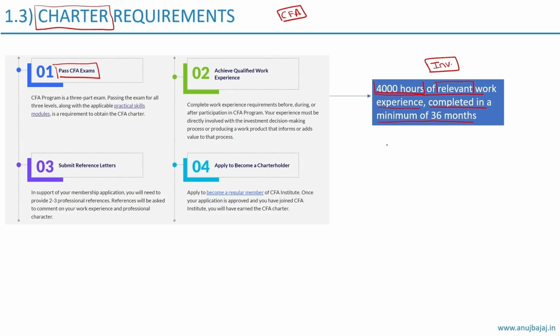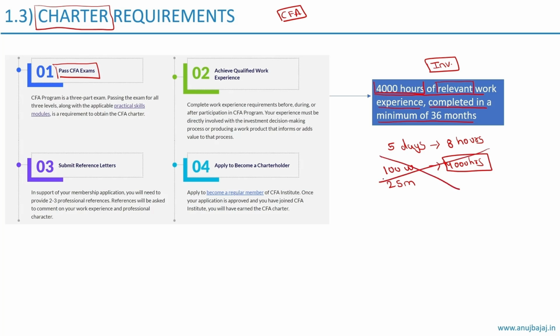Meaning, suppose you work 5 days a week, and suppose you work 8 hours in a day, so it will take you 100 weeks to complete 4,000 hours of work experience. That is, it will take you 25 months to complete your 4,000 hours of experience.